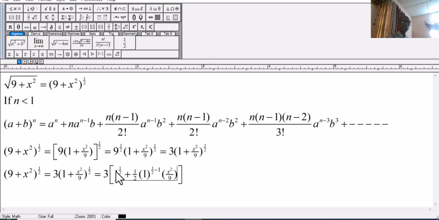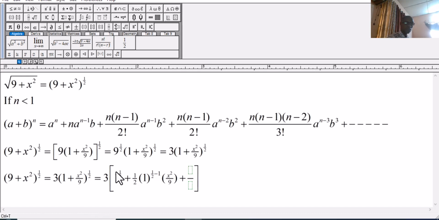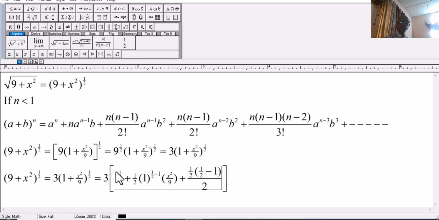So the next thing, we have half into half minus 1 all over 2 factorial. So I will now have 1 raised to the power of minus 2. Then we have x squared over 9, all squared.